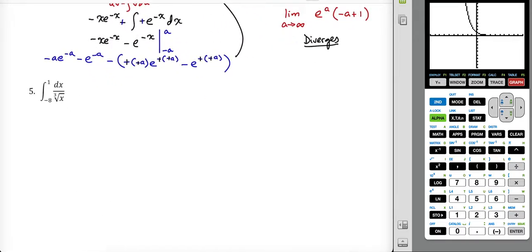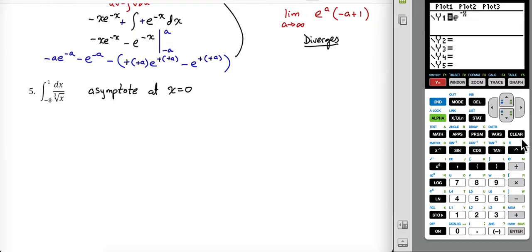Looking at number 5, this one doesn't have any infinities in it. But if we look at it carefully, there is an asymptote at x equals 0, so we have to account for that. Let's take a look at the actual graph. So 1 over x to the 1/3, but I'd just use the cube root function, cube root of x. With the standard zoom, you can see here that there is a break in the graph at 0. So we have to account for that.